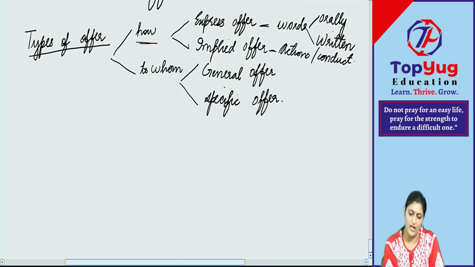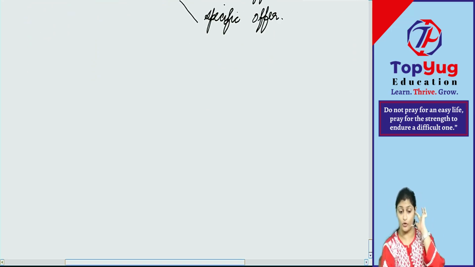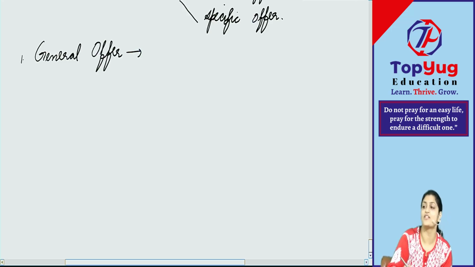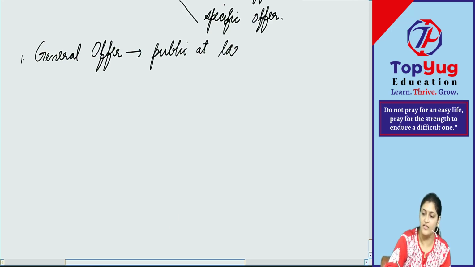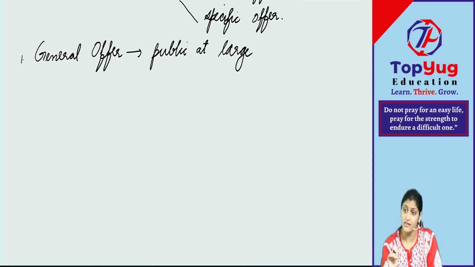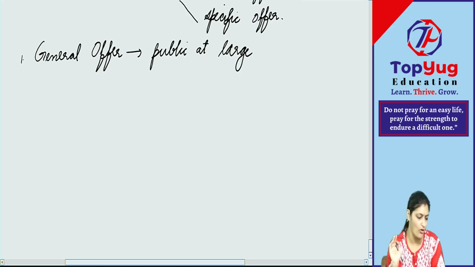Now let us come to general offer. General offer, to whom it is made. Whether it is general or specific depends on to whom it is made. The first one we are going to see is general offer. A general offer is made to the public at large. Public at large, it is known as what type of offer? General offer. That means from the general public, anyone can accept it. Anyone can accept your offer, then those types of offers are known as general offers.